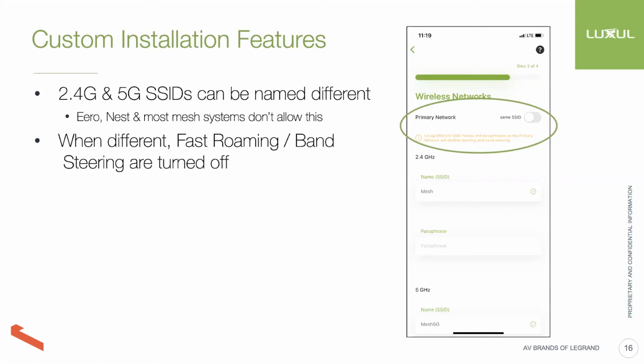This is the main reason why other brands do not allow you to separate the SSIDs, is because the way the mesh chipset is built, if you name them different, those two features get turned off. So for the person that asked the question earlier about roaming, you'd want to make sure that your SSIDs are named the same. Well, if that's the case, and this is going to get turned off when you separate them, why would we allow you to do it when pretty much nobody else does? Well, the main reason, again, is because we wanted them to be custom installer friendly.